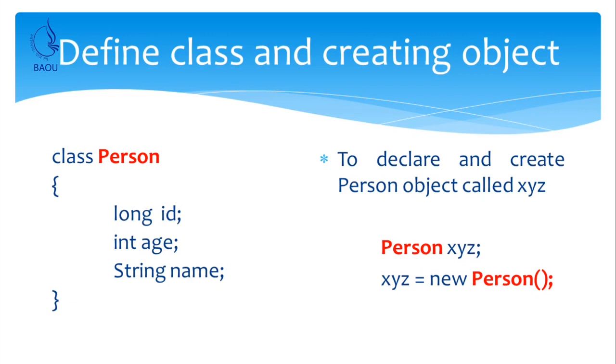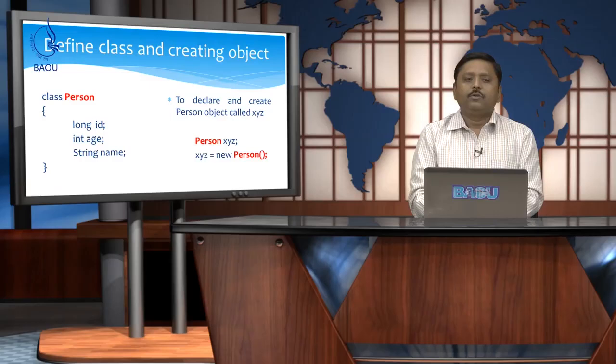Now, initially xyz has no reference or no address, but whenever you allocate memory for xyz, you have to use new operator. So, next we write xyz is equal to new person. So, a memory is allocated for xyz and assigned to xyz. So, next time you refer to xyz, you can access its data if it is public.